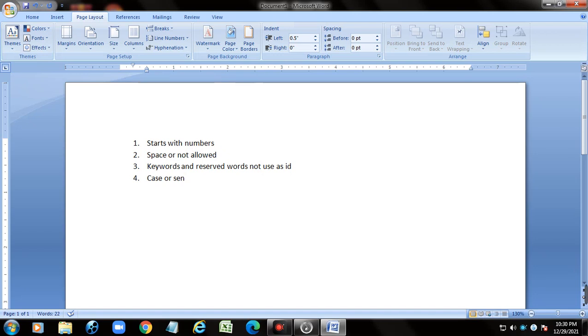Cases are sensitive. And the next one is identifier length. There is no limitation on it. For example, it's not that an identifier should have this much length and anything more will not be accepted. Every programming language does not have a certain rule on it, but don't go more than 32 characters; write it below 32 characters.